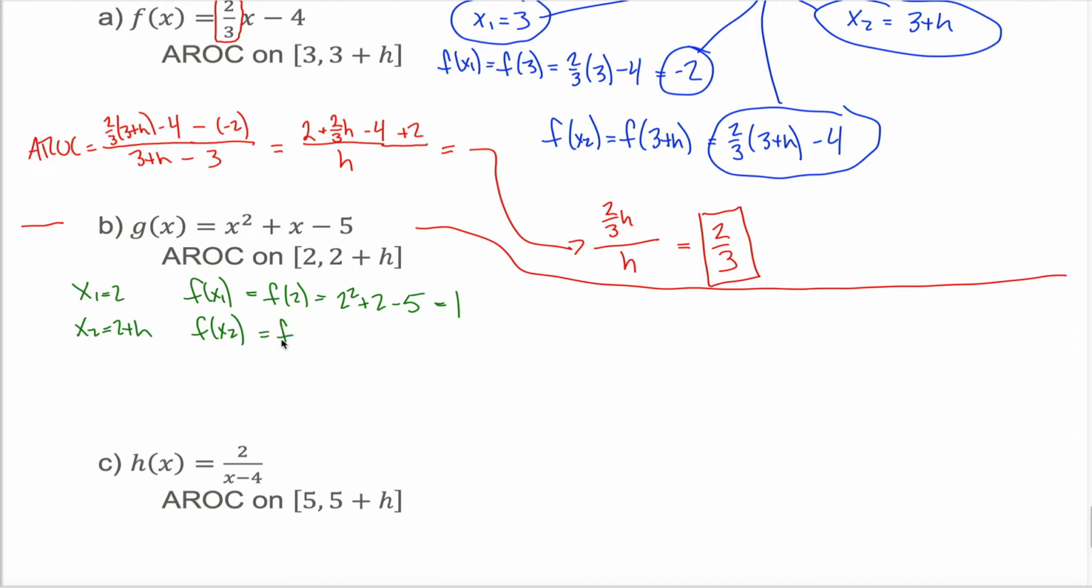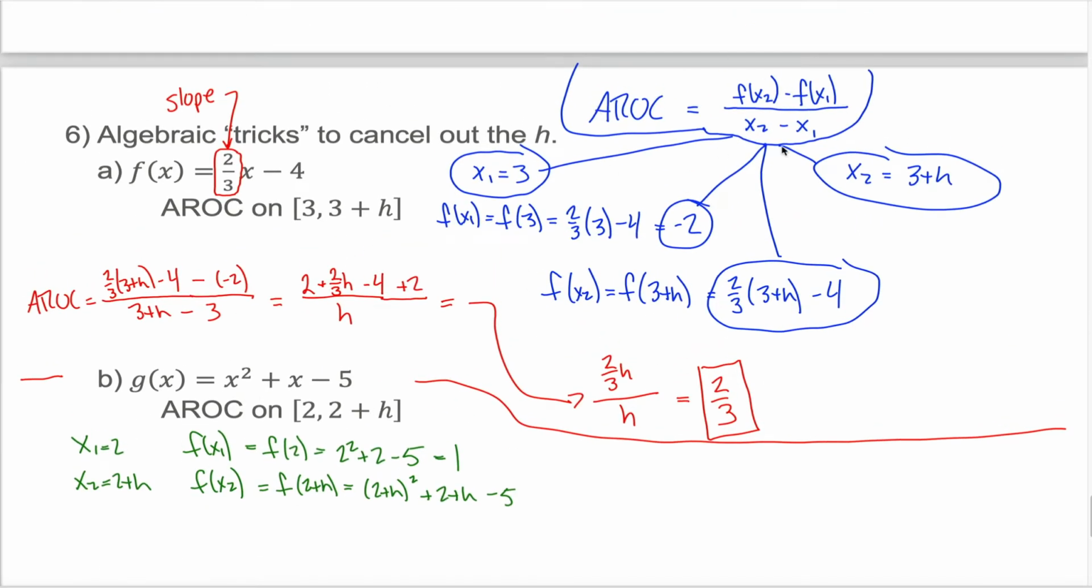Then I've got to figure out f of x2. To figure out f of x2, I put x2, which is 2 plus h, into this machine. Put 2 plus h into this machine, just copy what I see here, except change all the x's into 2 plus h's. So I got (2 plus h) squared plus (2 plus h) minus 5. That leaves me with 4 pieces. 1, 2, 3, 4. I throw those all into my average rate of change formula.